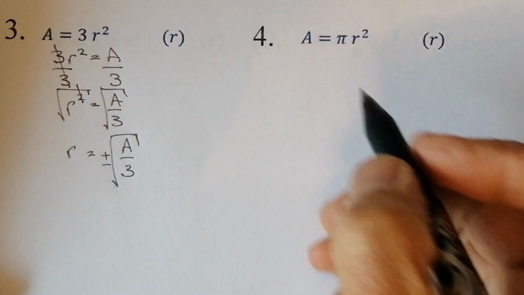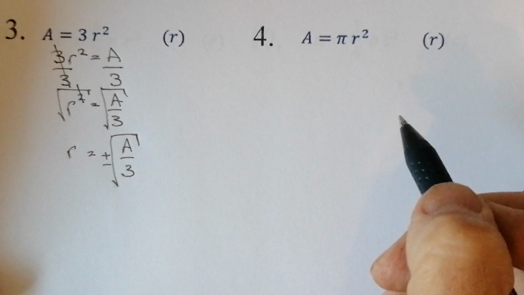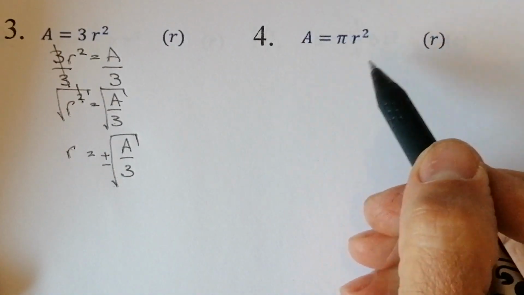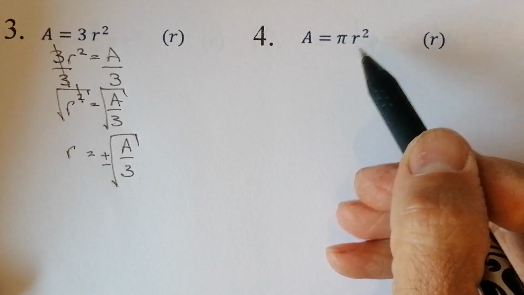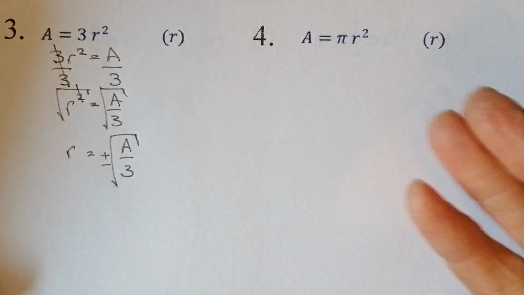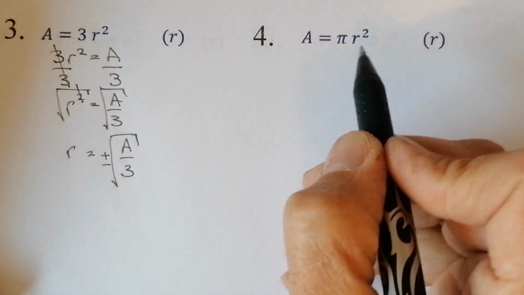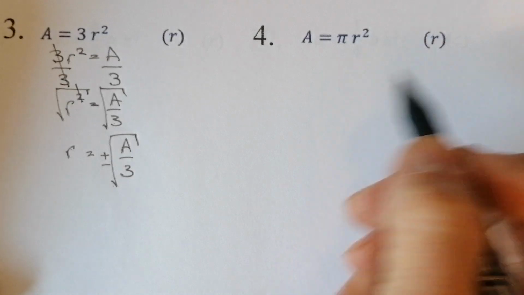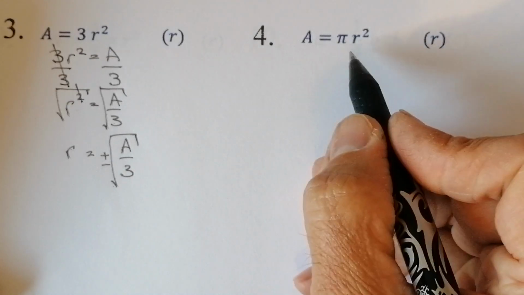Okay, question 4. A is equal to pi r squared. Okay, so this one here could be the area of a circle. Area equals pi times r squared. In here, I'm not sure if that's exactly what they mean, so I'm going to have a positive and negative answer. But if that was the area of a circle, then what we would be saying is the radius can't be negative, so we would eliminate the negative answer.